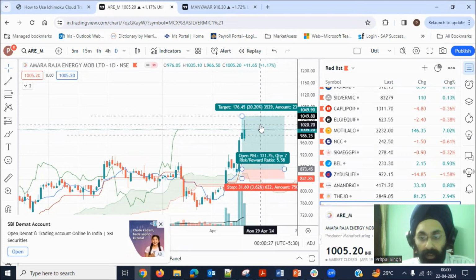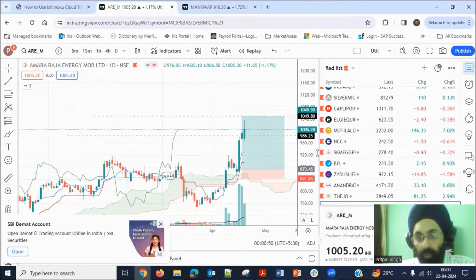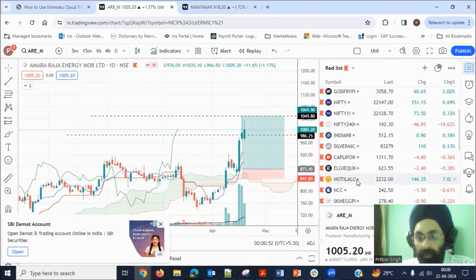So these are the kind of entry signals that the cloud breakout strategy can give, and you can get trades of such a great risk reward ratio. I mean, 5.58 is huge, I should say. And I will show you a couple of more examples.